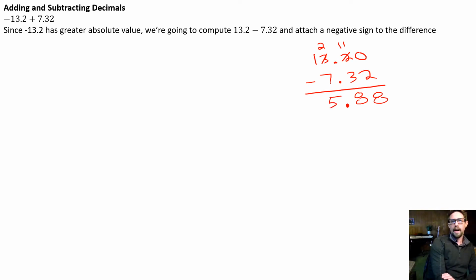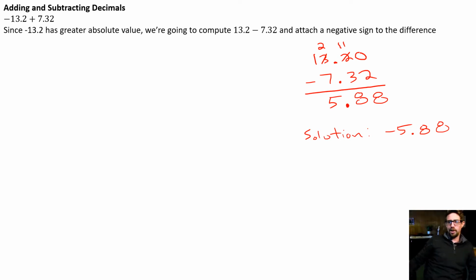Okay, so that's it. But remember, the answer had to be negative because the negative number had the bigger absolute value. So really the solution is negative 5.88. Again, easy to check with a calculator, and I would encourage you to, just to build your confidence, but of course, that won't help you on the exam. So that's just a process, just another thing to be good at.